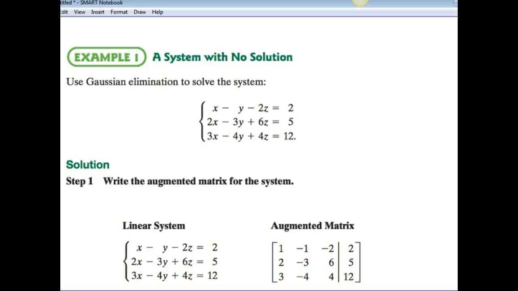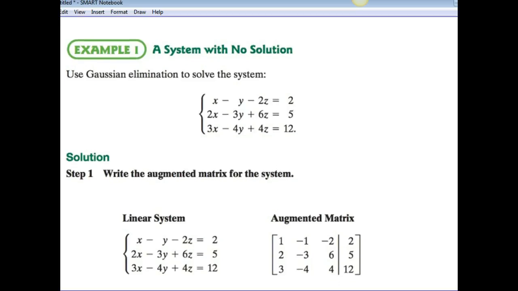Hello, we're doing example 1 from your pre-calculus textbook. This is lesson 8.2, example 1, found on pages 818 and 819 of your book. We're looking at systems of equations again, except this time I want to show you a couple of special ones. Example 1 is about when a system has no solutions.